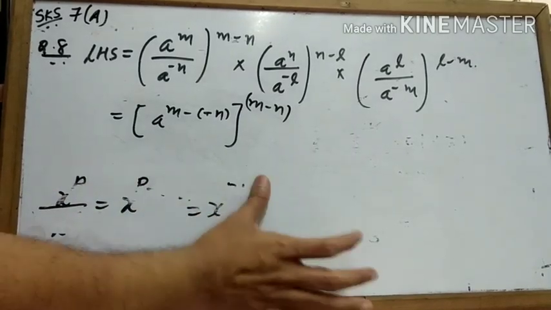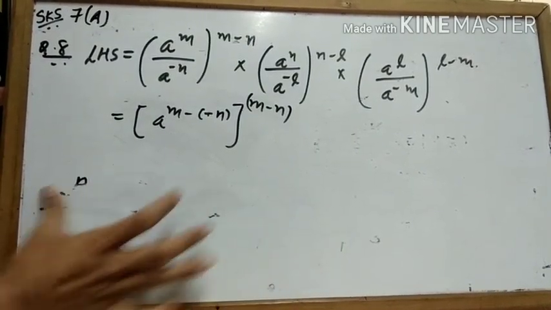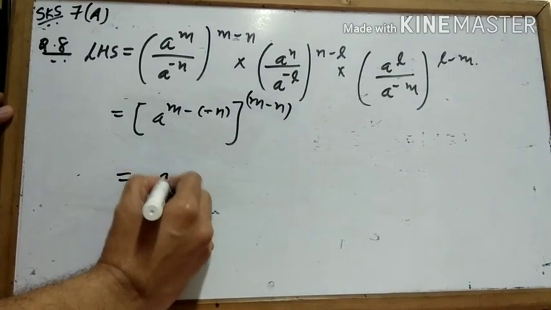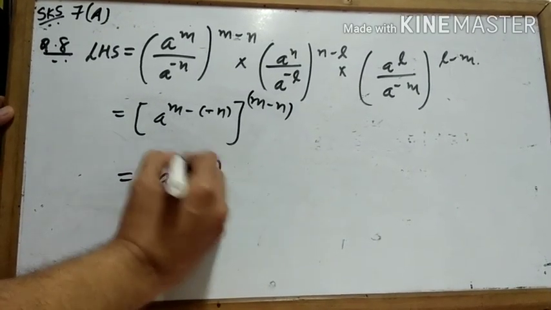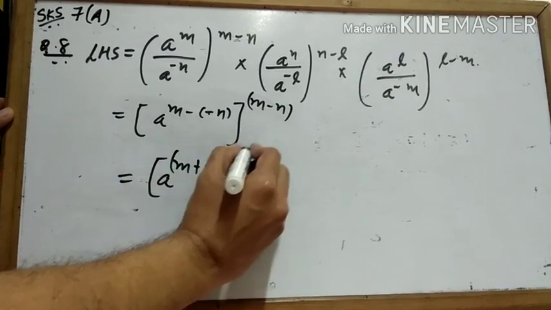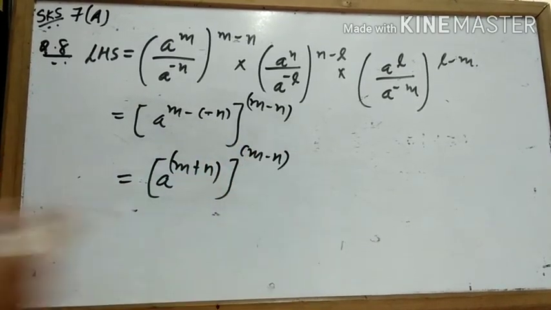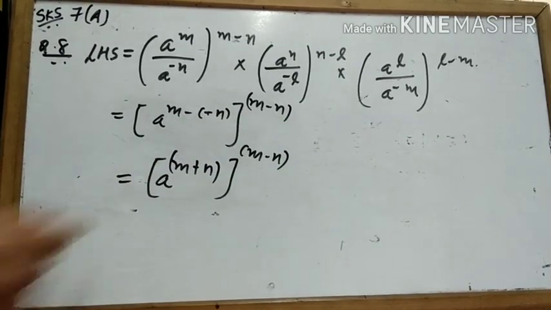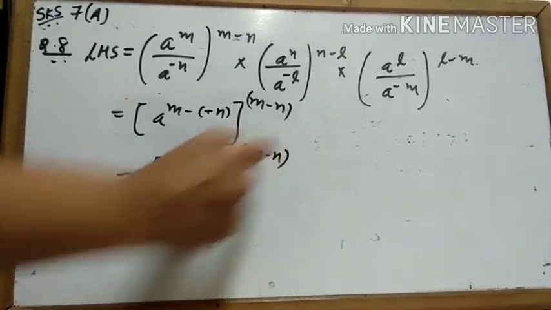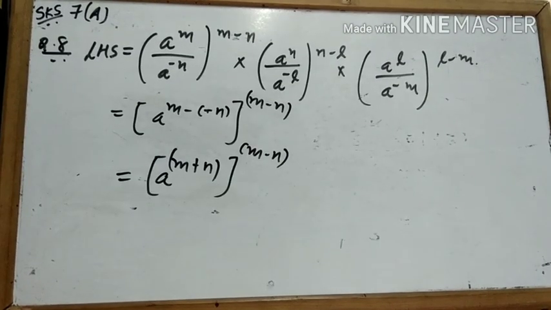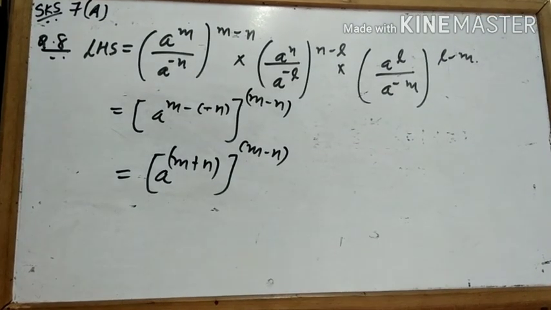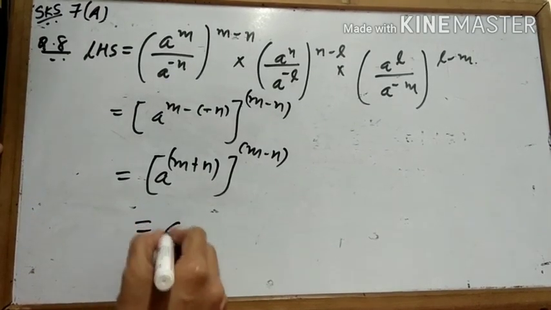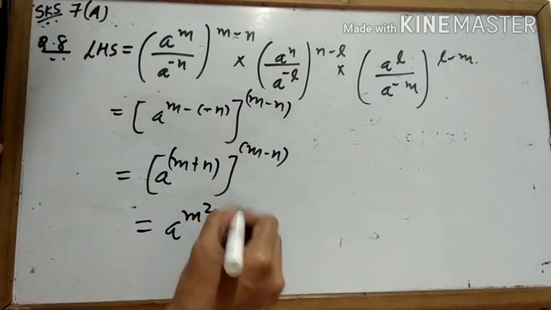And now I will just finish the first part of the question. There are three parts. First part I am going to explain first, and then we shall go further. This is a raised to m plus n whole raised to m minus n. Now you know these two indices will be multiplied. And what is the product of m plus n into m minus n? I hope everybody knows that. It will be nothing else but a raised to m square minus n square.